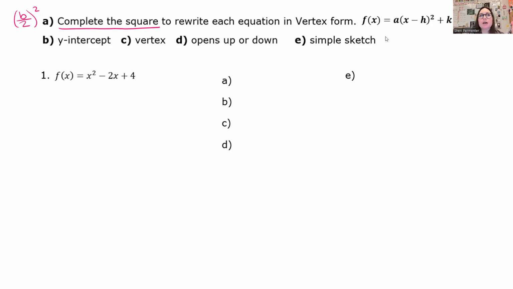So that is our first step. We've got to complete the square to rewrite in vertex form. This is vertex form. That's what we want to make it look like. But first, you can identify the y-intercept. What is the y-intercept? I just told you how to look at it and figure it out. What is it? 4. Okay, that's C. So it's 0, 4. Before I do any work, I already know what that is.